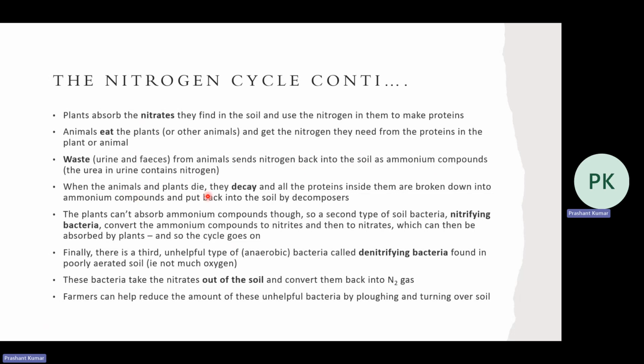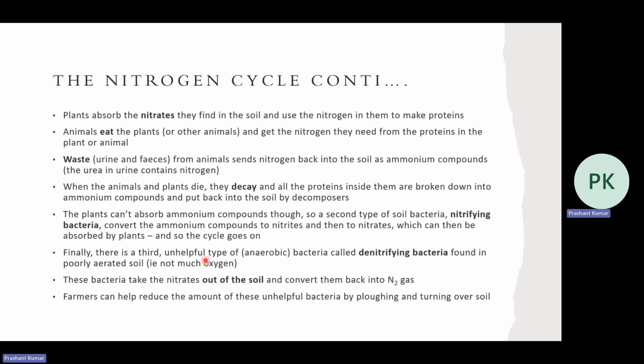And when the animal and plant die, they decay and all the protein inside the body is further broken down into ammonium compound, right, by the decomposers. So the plant cannot absorb ammonium compound, right? So what to do? The second type of soil bacteria, the nitrifying bacteria, convert ammonium compound into nitrates and nitrite. And now this can be easily absorbed by the plant.